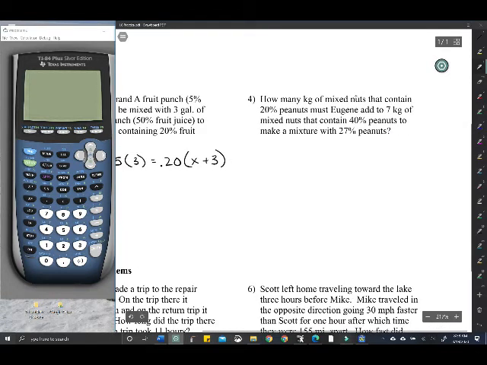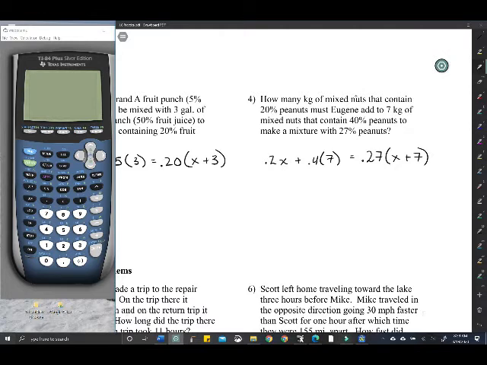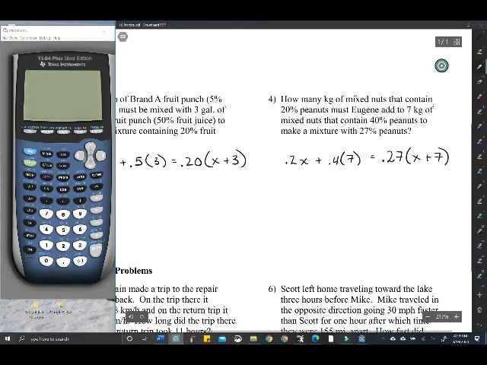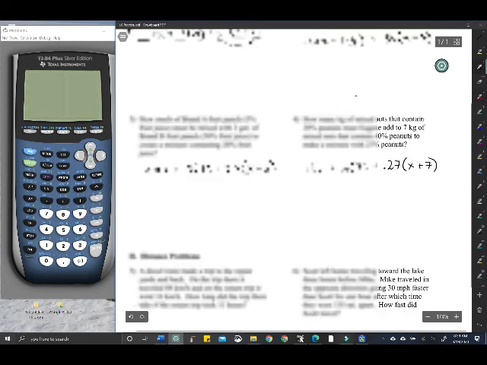And last one, mixed nuts. Okay, so kilograms of mixed nuts containing 20% peanuts. So 0.2 of our peanuts plus 40% of 7 kilograms, and we need to equal that to 0.27, the original quantity plus our new quantity, and that's it there. So those ones, that is how you set up those. I'll leave the distributing and solving to you.